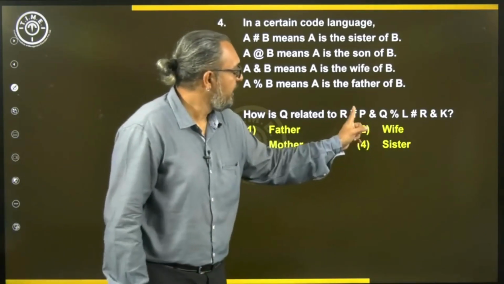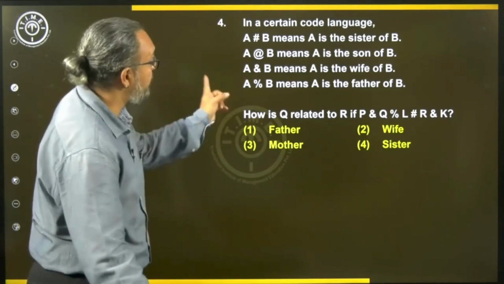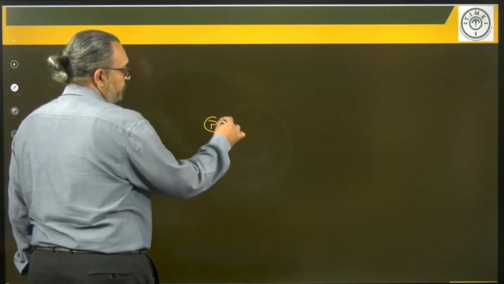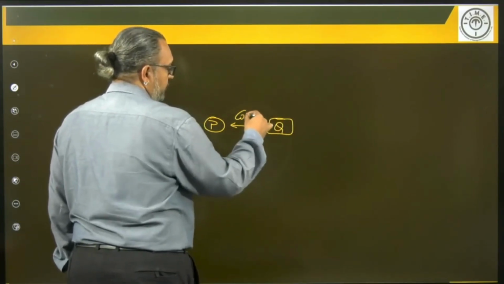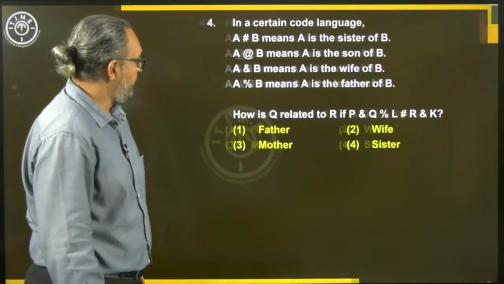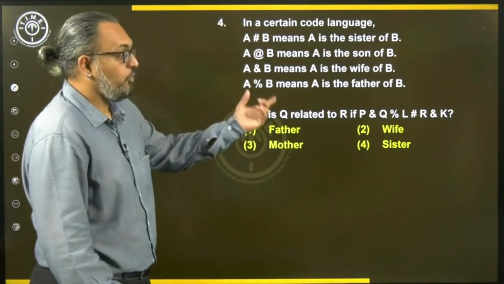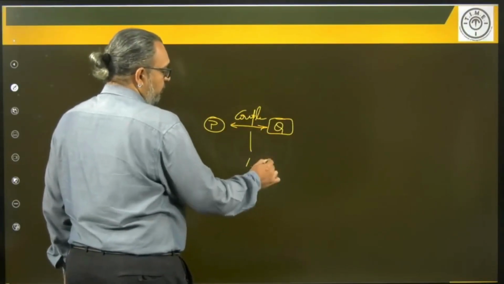So we start with P ampersand Q, ampersand is wife. So P is the wife of Q, so P is a female, and Q is a male, they are a couple. Then Q percentage L, percentage is father. So Q is a father to L. So both P and Q are parents of L.